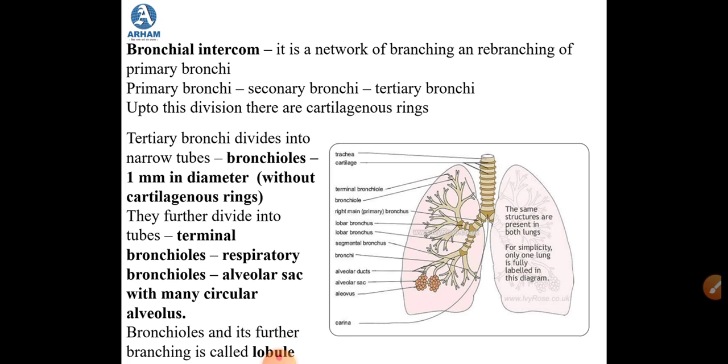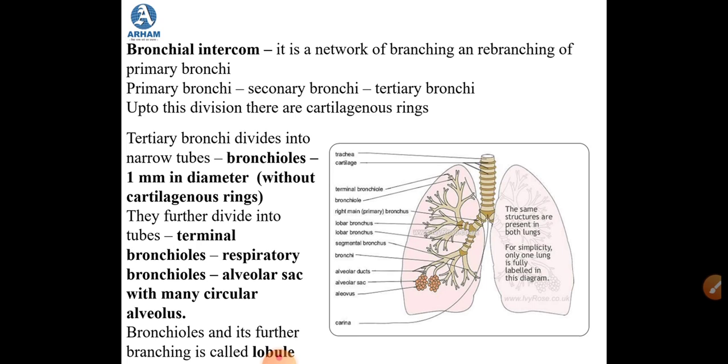So now let us study about the bronchial tree. It is a network of branching and rebranching of the primary bronchi. When the primary bronchi enter into the lungs, they divide and redivide. That means they branch and rebranch. So the bronchial tree is nothing but a network due to the branching and rebranching of the primary bronchi. By now we have understood that the primary bronchi lead to secondary bronchi, and then the secondary bronchi divide into tertiary bronchi. Up to this division, there are cartilaginous rings present.